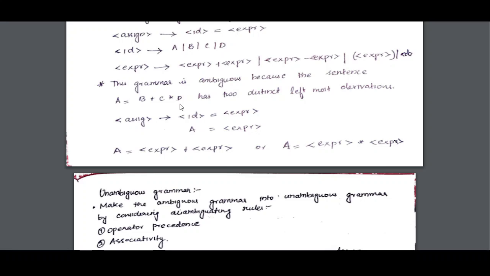So we have two distinct ways of leftmost derivation. Assign implies id is equal to expression, a is equal to expression, and this expression can be converted into expression plus expression, or expression into expression. So here an ambiguity arises. So what should we do in these cases? We are going to look at this in unambiguous grammar. So in unambiguous grammar, there is no ambiguity. So we will be converting this ambiguous grammar into unambiguous grammar by considering the ambiguity rules.